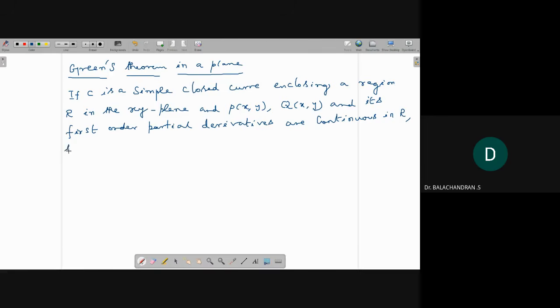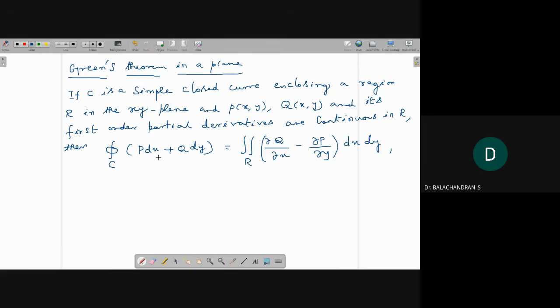then the integral over a closed curve C of P dx plus Q dy is equal to the double integral over R of dou Q by dou x minus dou P by dou y, dx dy. On the left hand side you have a single integral around a closed curve C. Right hand side is a double integral over the region R.